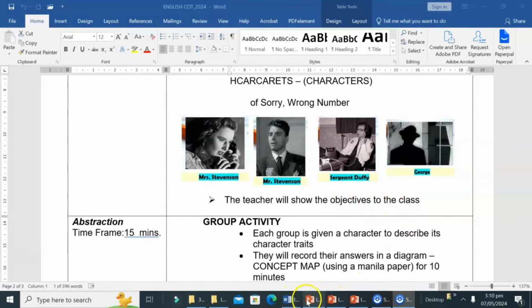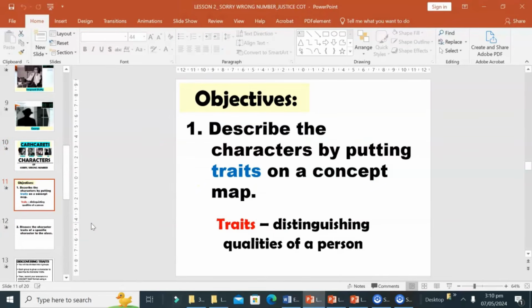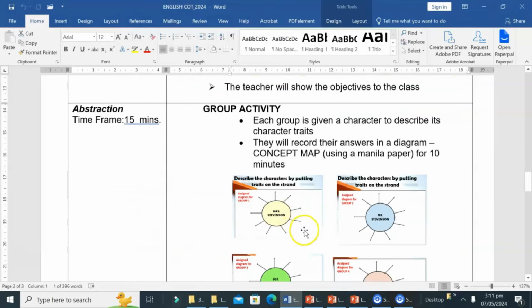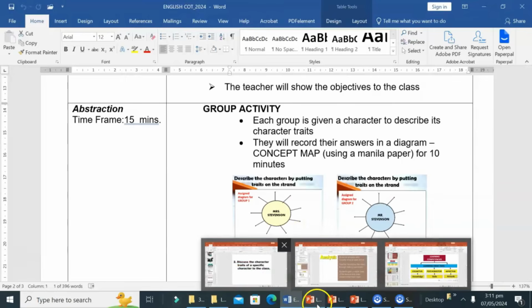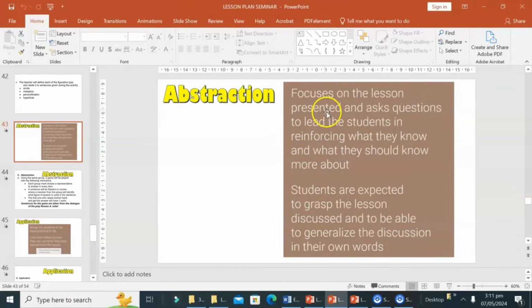So it's time for you to also share the objectives to the class, because the objective should also be transparent to the students. Okay, so to continue, we have here abstraction. So this is for 15 minutes. So in my case, I give them a group activity. So abstraction. So what is abstraction? Abstraction focuses on the lesson presented and asks questions to lead the students in reinforcing what they know and what they should know more about.